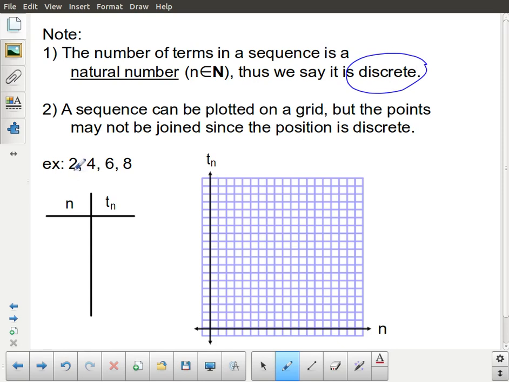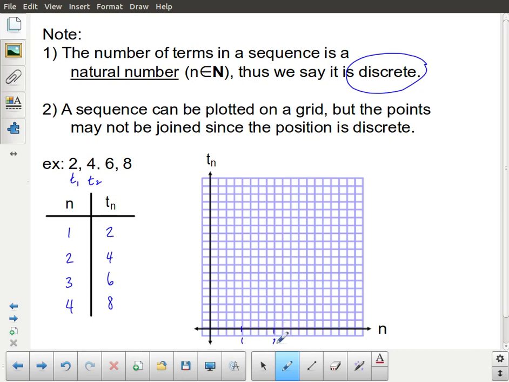So for example, let's take a look here. Here is my sequence, 2, 4, 6, 8. Now, 2 would be the first term, so 2 would be T1. So the n value that goes with 2 is 1. The 4 would be T2, so the n value that goes with 4 is 2, then the third term, then the fourth term. But if I represent this in this way, I can actually think of these like my x and y axes.